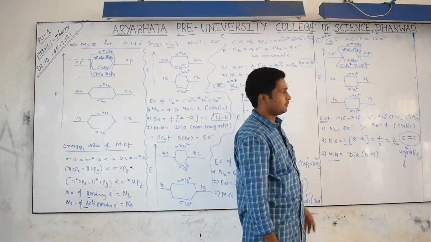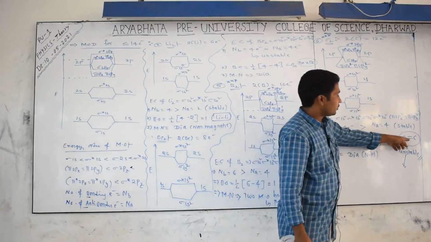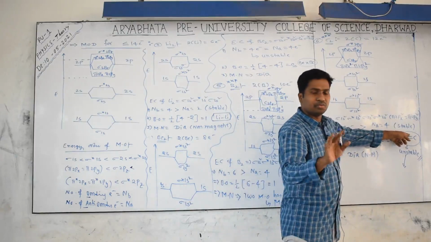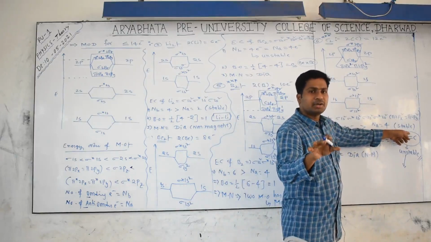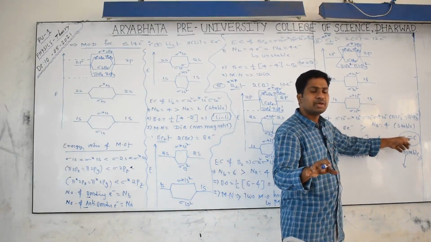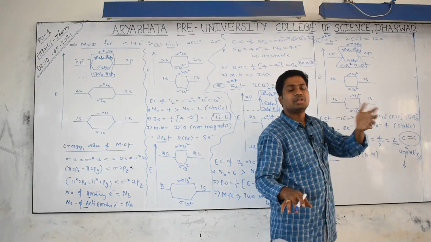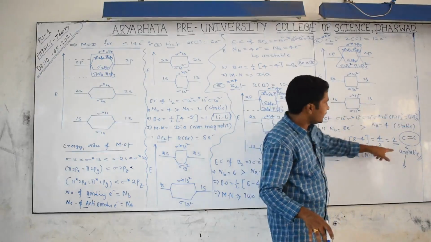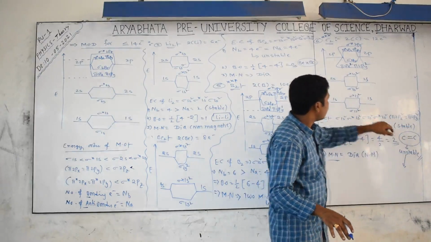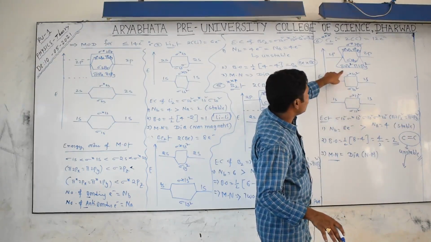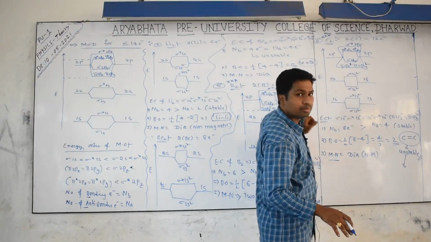Listen very carefully. Generally we expect 1 sigma and 1 pi bond. No. According to molecular orbital theory, between the 2 carbon atoms we get a double bond. In that double bond, what is it? Just see carefully, how many do we get? 2 pi bonds we are getting.